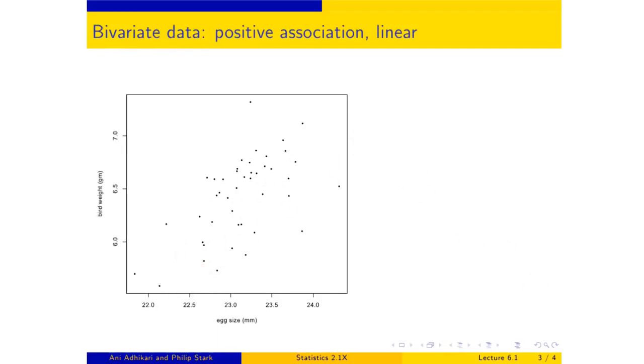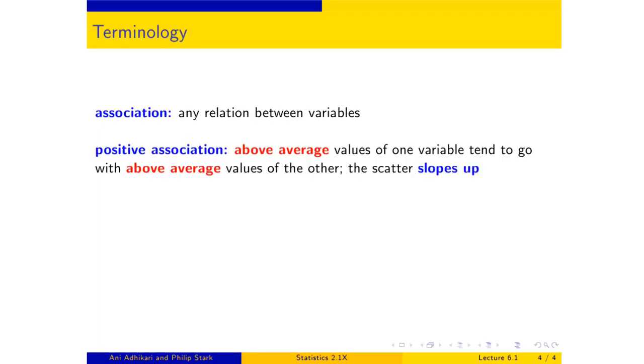These terms we're going to see quite a lot of, so let's quickly review them. Association simply means any relation between variables. Positive association: as one gets large, so does the other. On a scatter diagram, you will see it sloping up. So we saw an example with the size of the egg and the size of the resulting bird. If you look at heights and weights of populations, those are typically positively associated.